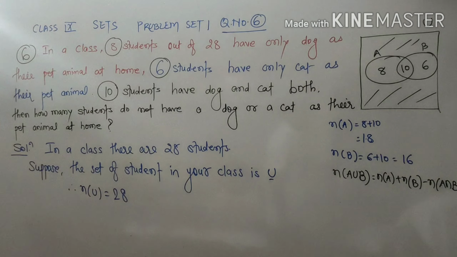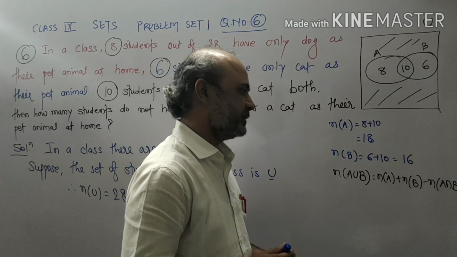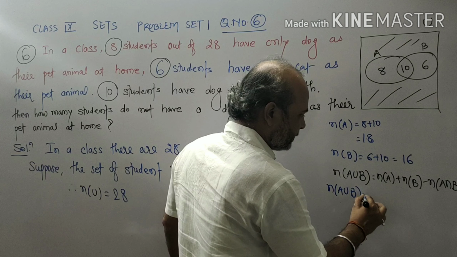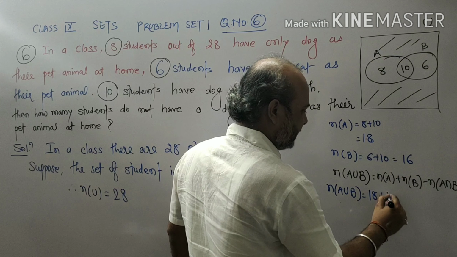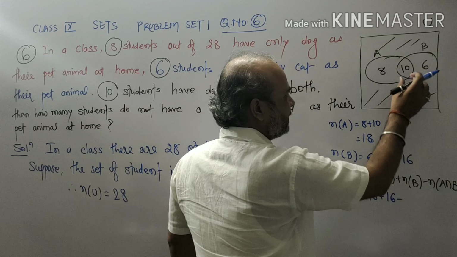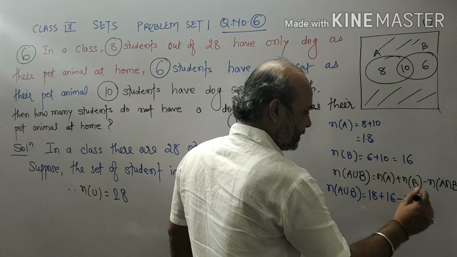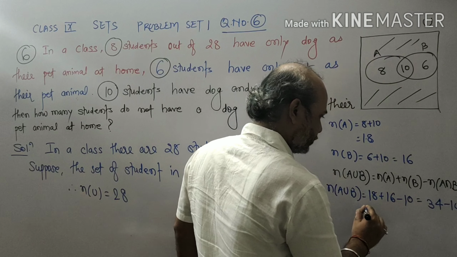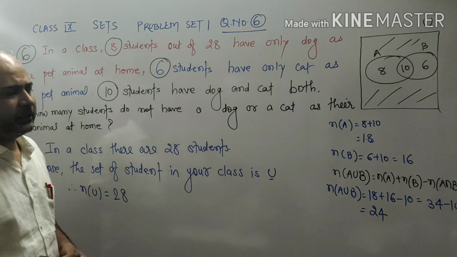Clear? So the number of A union B is equal to the number of A plus the number of B minus the number of A intersection B. The number of A is 18, plus the number of B is 16, minus the number of A intersection B, which is 10. So the total is 8 plus 6, 14, carry 1, 1 and 1 is 2, and 1 is 3, so 34, minus 10. So this will be 24. The number of A union B is equal to 24.